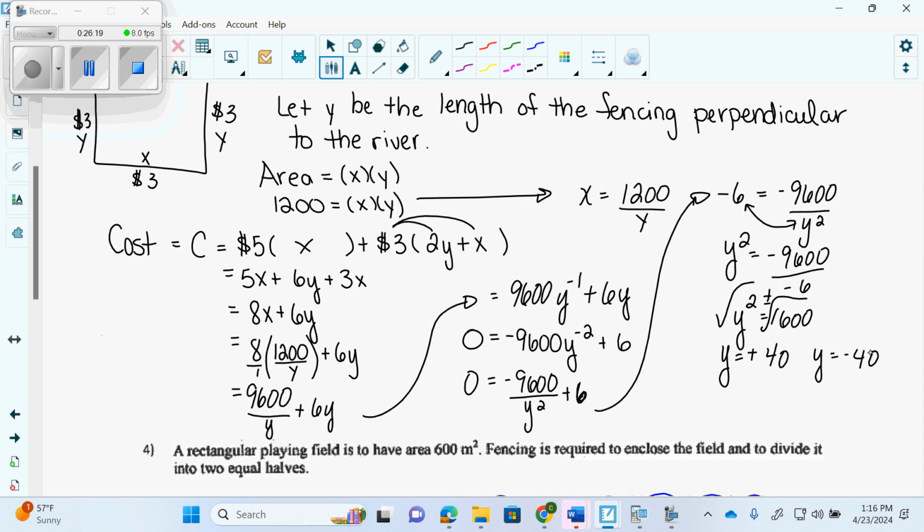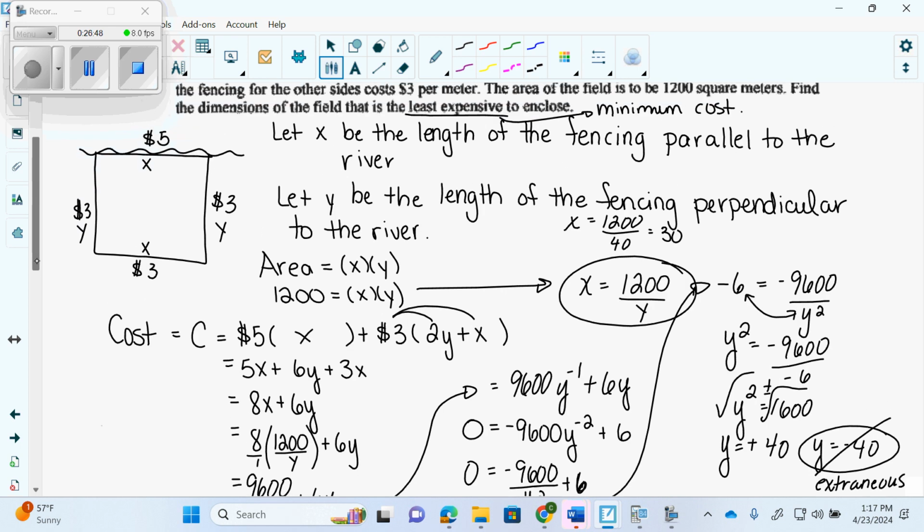Okay, so this one's good. This one is extraneous. How do I get the other value? Plug it back here. X equals 1,200 divided by 40, and what do we get? 30.